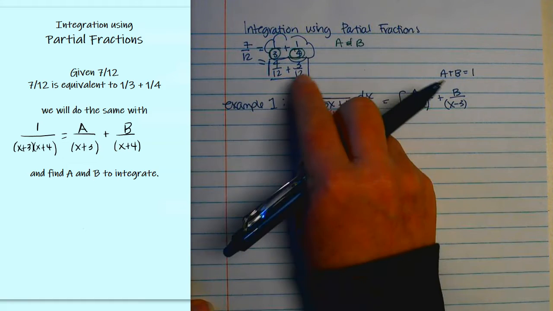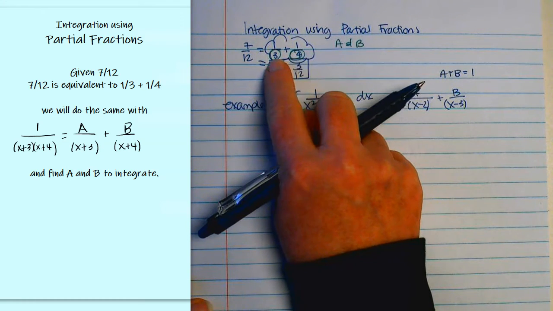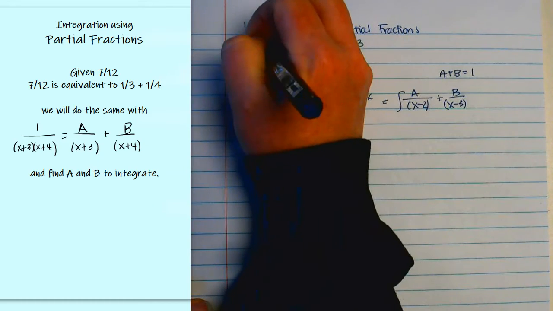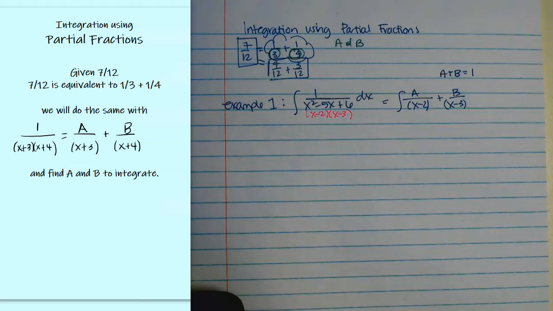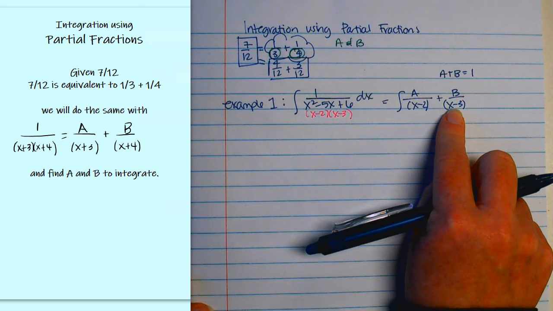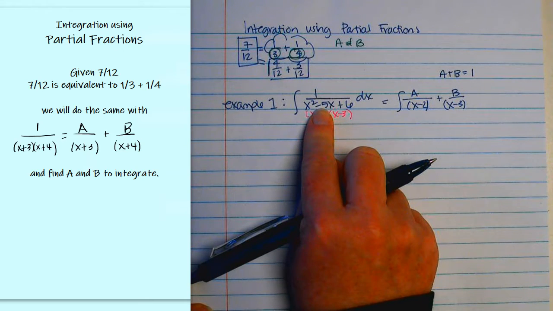So let me go back to the numerical example. If you were given 1/3 plus 1/4, you could easily add that up and get 7/12. But what if you were given 7/12 and you needed to write it out as two separate fractions? That's my goal here, and bear with me through this example, and then we'll do some more, and then maybe by doing some problems, what we're doing will make more sense. So my goal is to make these two separate fractions look like this one.